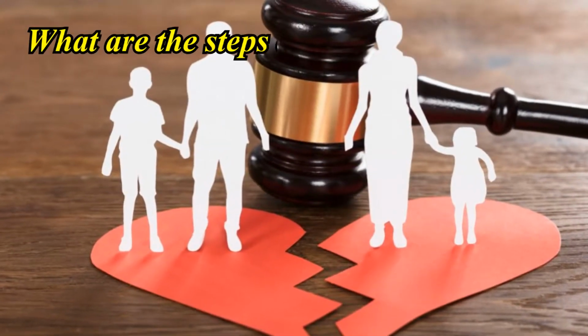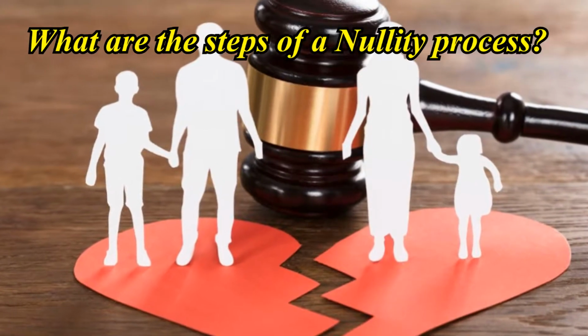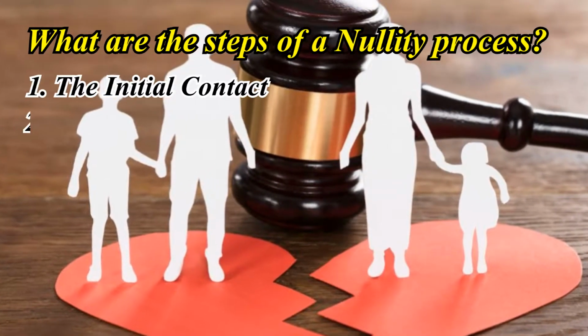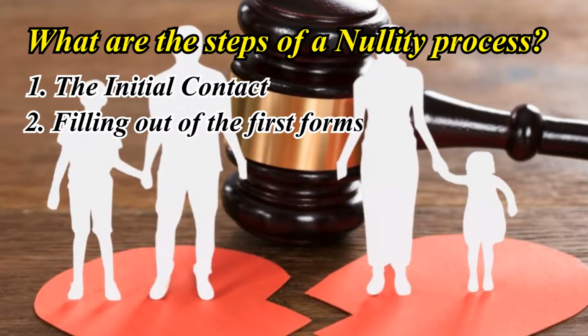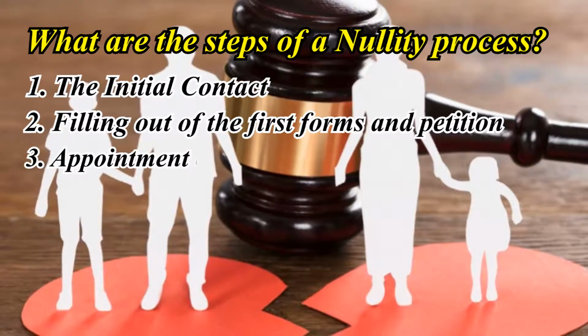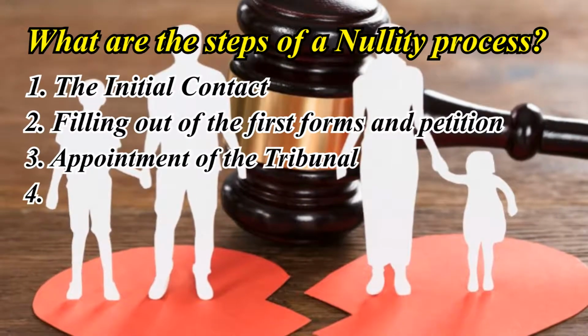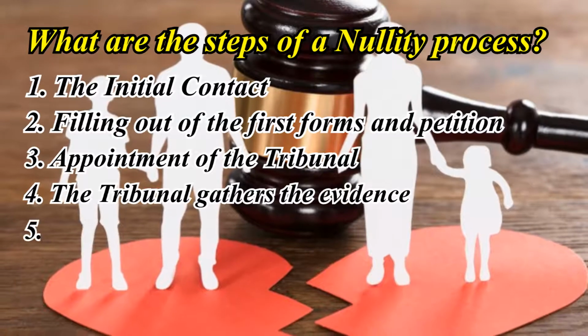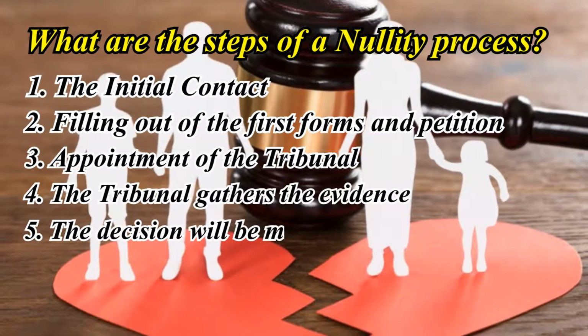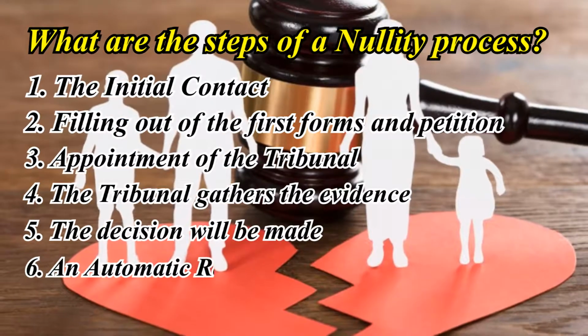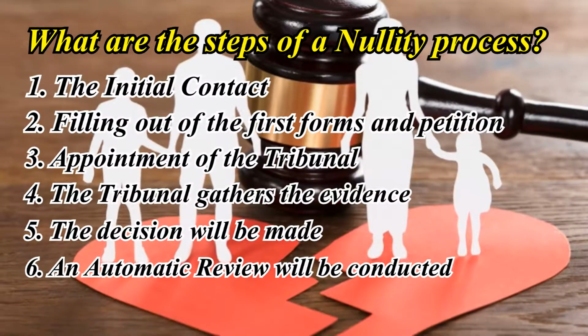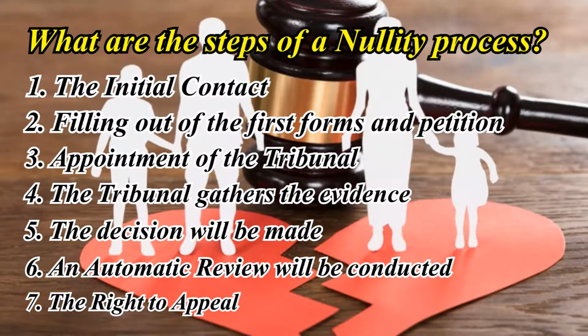Now, what are the steps of a nullity process? The initial contact, filling out of the first forms and petition, appointment of the tribunal, the tribunal gathers the evidence, the decision will be made, an automatic review will be conducted, and lastly, the right to appeal.